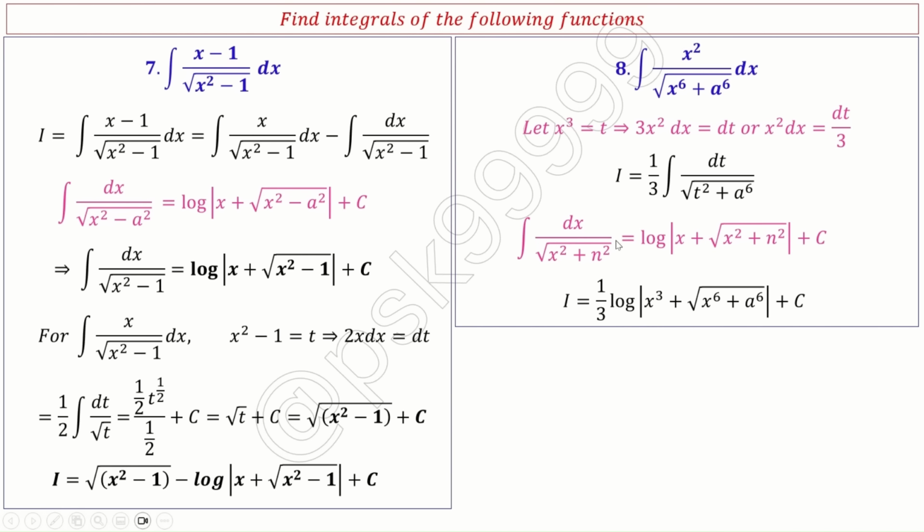Okay, so this is in this form. So if I apply it, the answer is 1 by 3 log of x cube plus square root of x to the power of 6 plus a to the power of 6, plus constant.